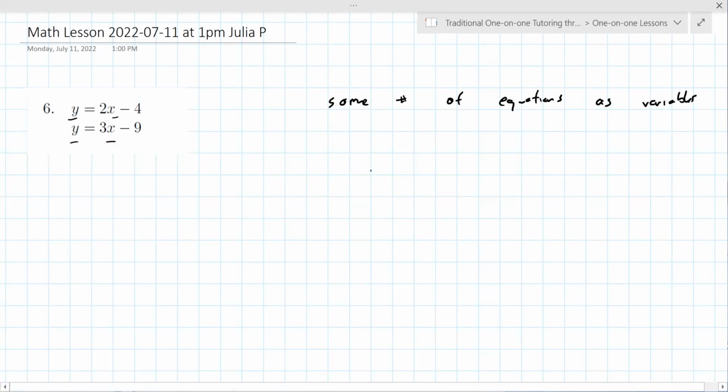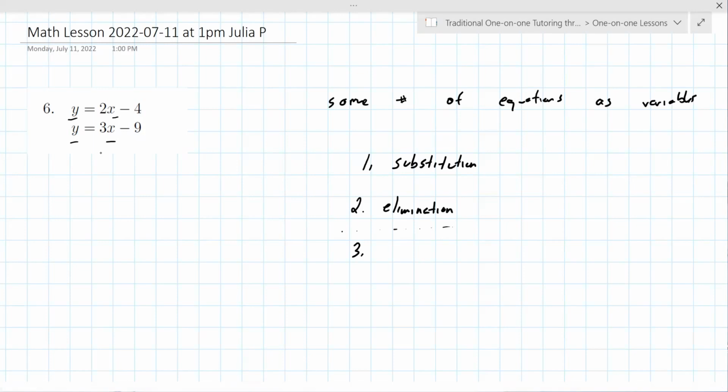So there's a variety of ways to solve equations. One way is substitution. The other is elimination. You can use other approaches as well. We'll just leave it at that for the moment. They will never say, hey, solve this equation by substitution or elimination. You have to decide ahead of time.